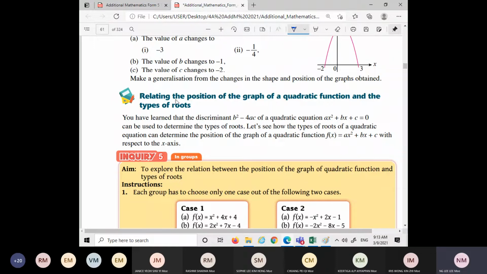Okay, so you write the date, today's index, the position of the graph. Today is what? 9. Okay, so you use the same book, MX2. Relating the position of the graph of a quadratic function and the type of the roots. For the types of the roots, there are 3 types of root. So remember.